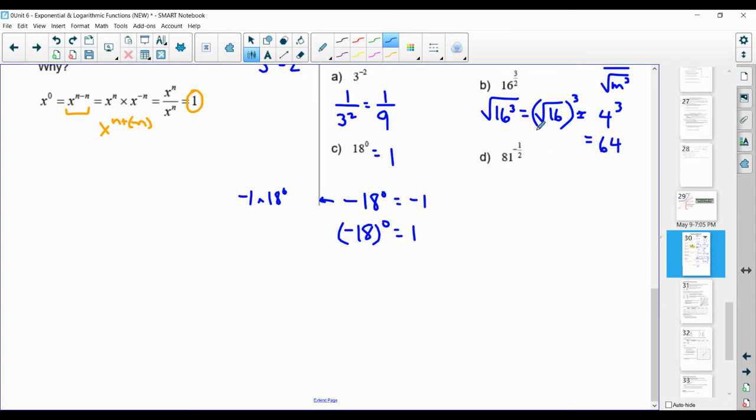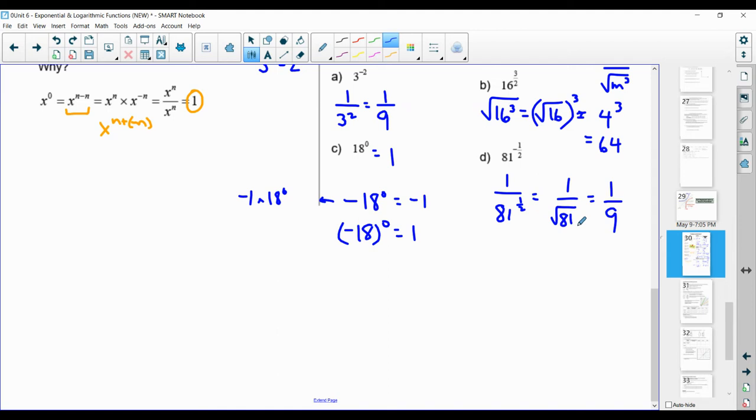All right, we've got 81 to the negative 1/2. This is the same as 1 over 81 to the 1/2. Writing that as a radical, that's 1 over the square root of 81 to the 1, or 1 over the square root of 81, which becomes 1 over 9.